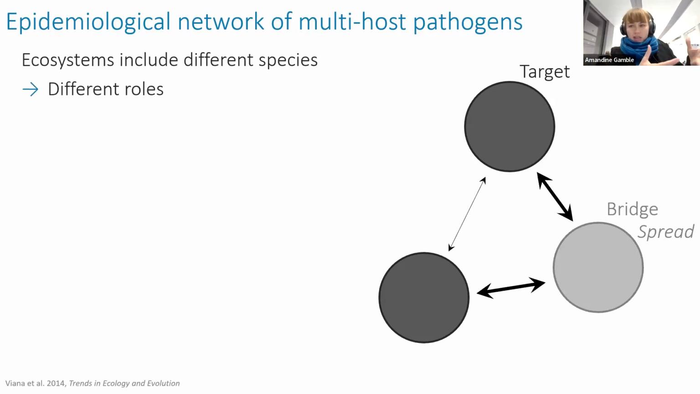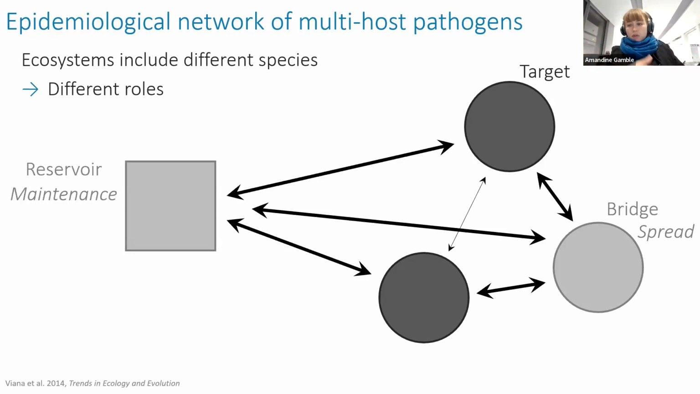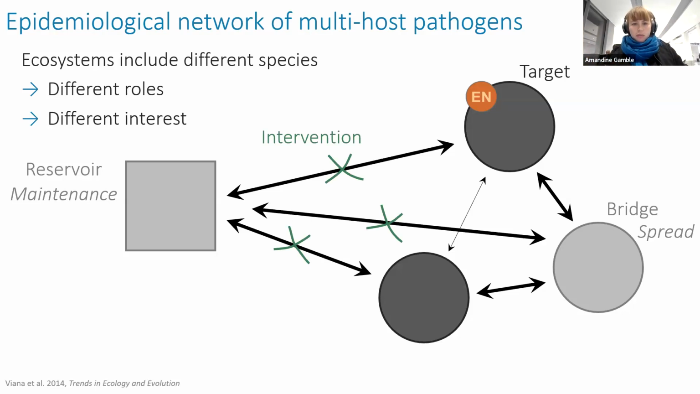So we can have one species that is heavily affected by a disease, but we can have other species that help move the pathogen around, or some that are helping maintain the pathogen in the system. And usually that different interest is driven by the fact that some species might be more emblematic or might have a conservation concern on them. So it's not coming out of nowhere, but it's still really preventing the way we can understand and control infectious disease when we want to control them.